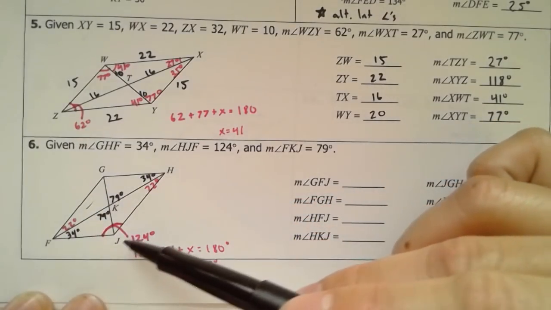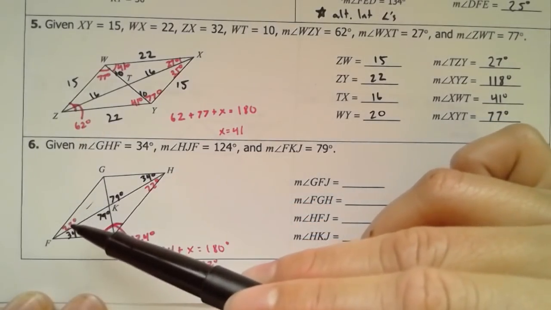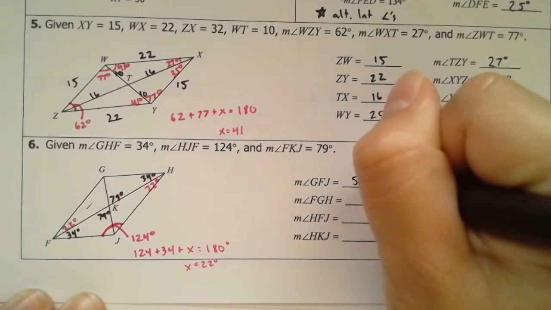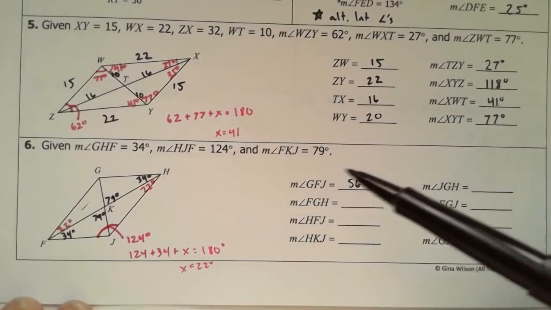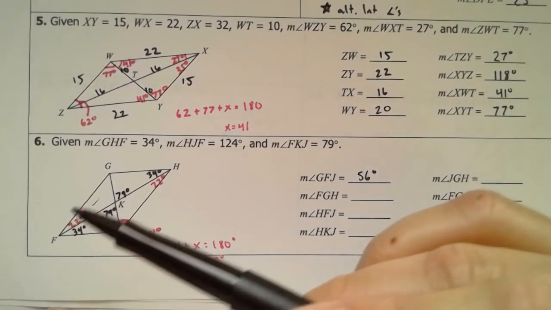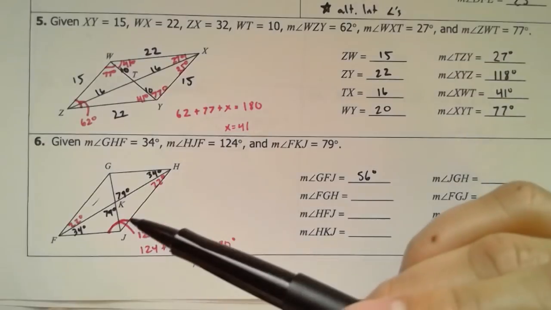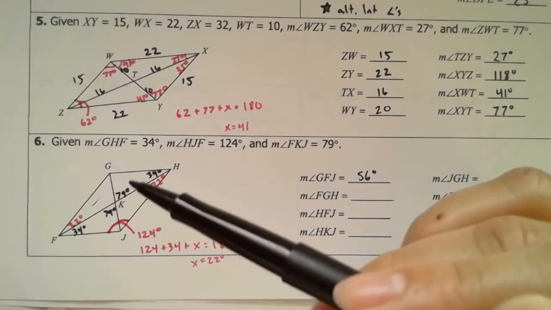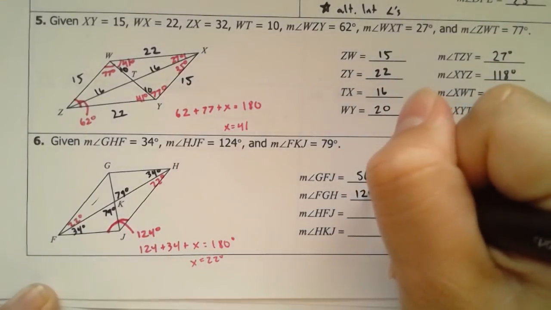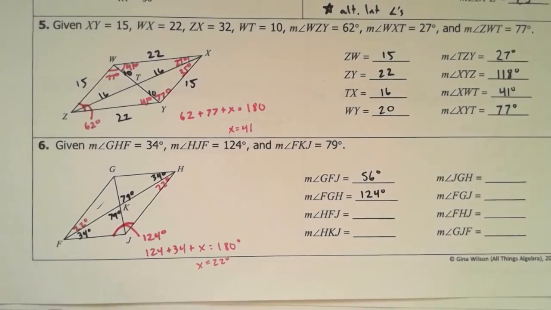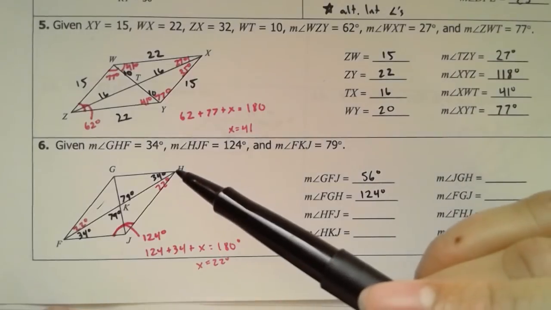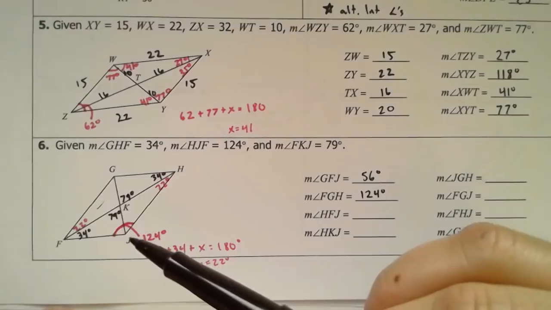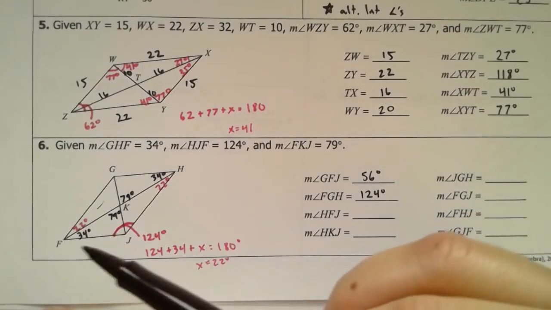GFJ is this entire thing here. So we have 22 plus 34, that's 56 degrees. FGH, that's opposite to this angle. If this entire thing is 124, this entire thing is also 124. So we have that one as well. HFJ, so here's HFJ. So we have that angle. HFJ is 34 degrees.